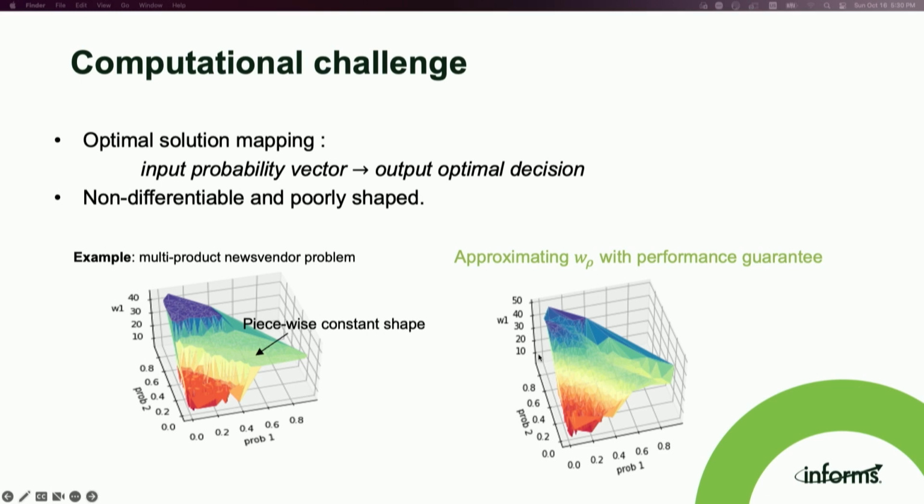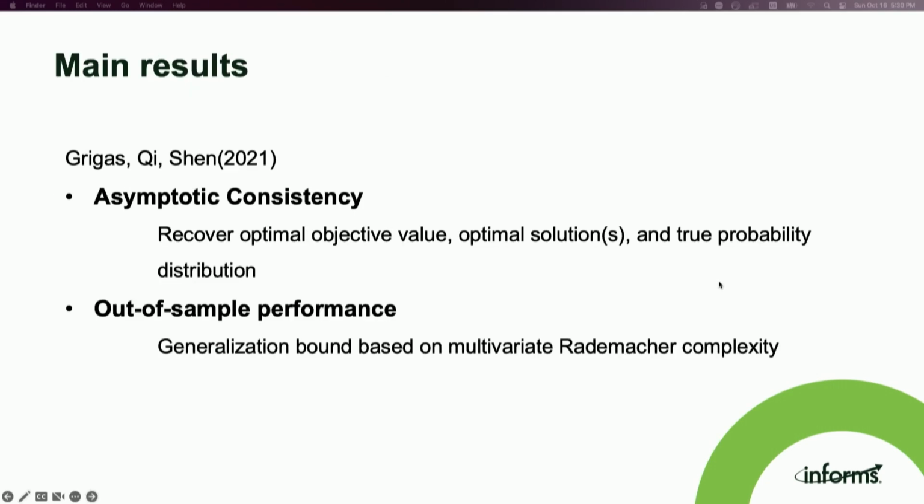And to address this difficulty, we approximate it using a differentiable function, and we can still achieve performance bounds, which is good. So the main results in our work: we demonstrate that this framework that we proposed is asymptotically consistent. To be more specific, it can successfully recover the optimal objective value, optimal solutions, and the true probability distribution. And we also provide out-of-sample performance guarantees in the form of a generalization bound.